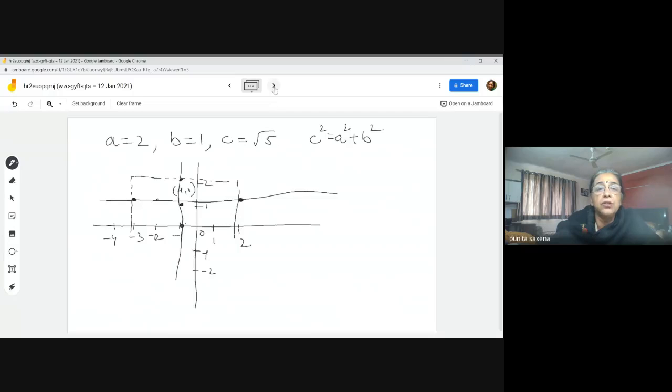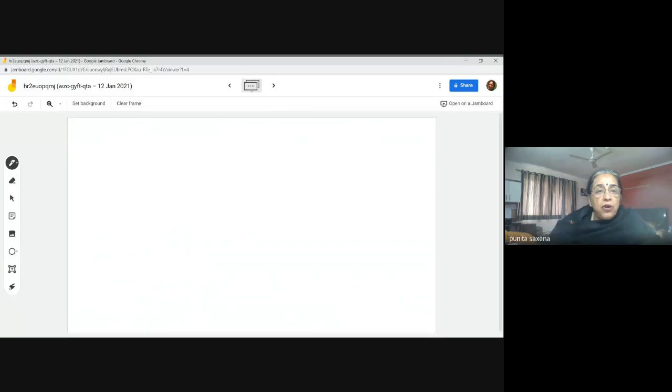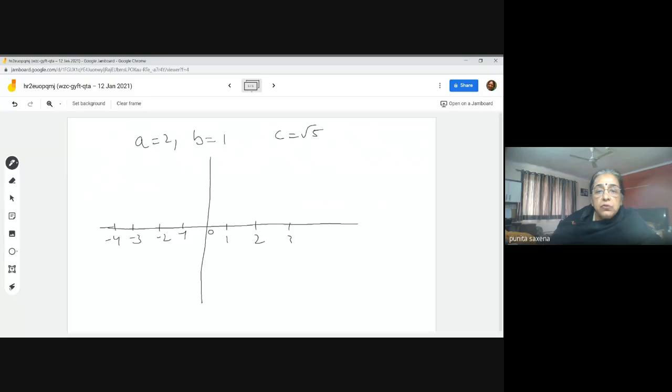एक मिनट, I'll draw this again. Your A was 2 and your B was 1. ठीक है ना? And your C was √5, because focus भी कई बारी हमको दिखाना होता है. -1, -2, -3. This was -4. 1, 2, 3. This was the center. And this is your focal axis. And this will be your conjugate axis.